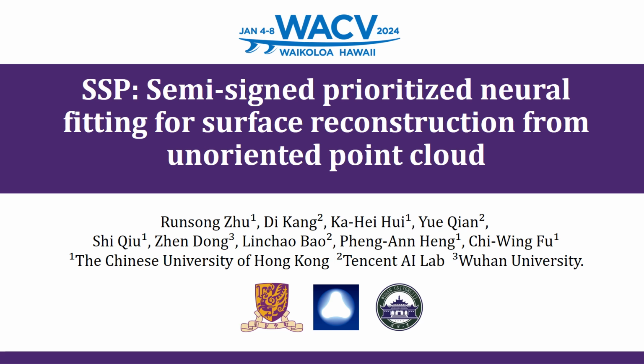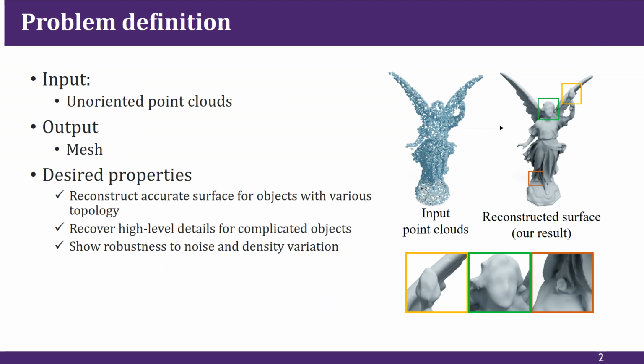Hello, everyone. I am happy to introduce the paper, SSP, Semi-Signed Prioritized Neural Fitting for Surface Reconstruction from Unoriented Point Cloud. Accurate surface reconstruction is a fundamental task which plays a key role in many practical applications, such as AR, VR, and so on. Concretely, given unoriented point clouds, we want to obtain the structured mesh result.